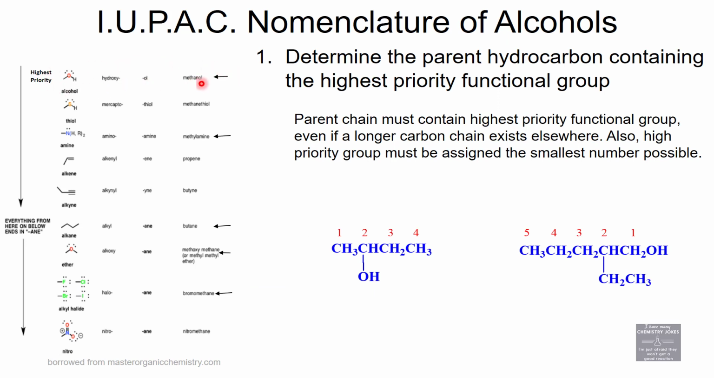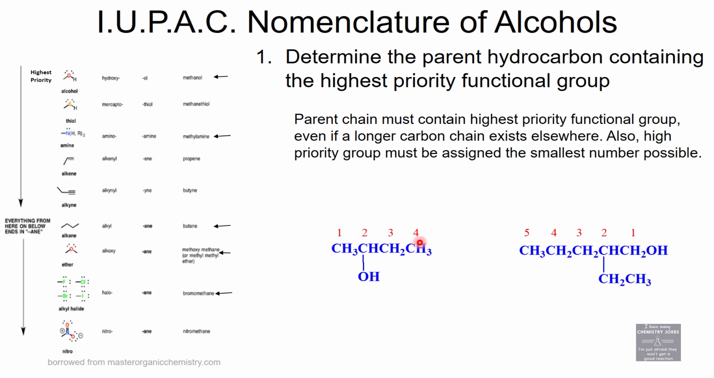Because alcohols are up here as a high priority functional group, that means that we have to find a parent chain that contains an alcohol. Additionally, the highest priority functional group has to be given the smallest number possible. So in this molecule and this molecule, the only functional groups we have are alcohol and alkane. So these are fairly straightforward. The numbers have already been chosen for you, aka I took them from your book and they were already chosen in there.